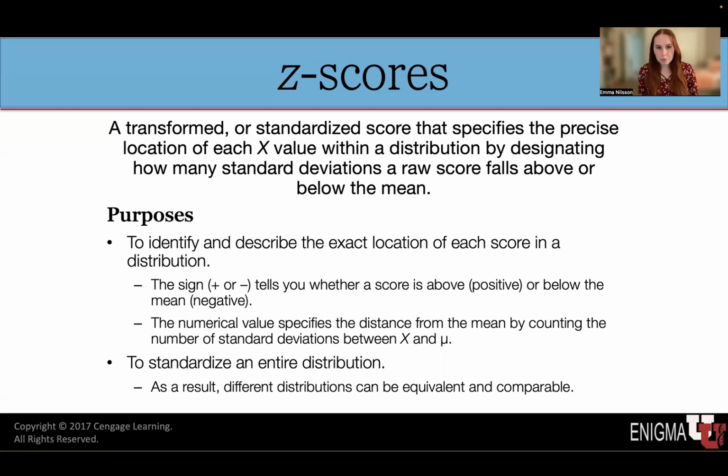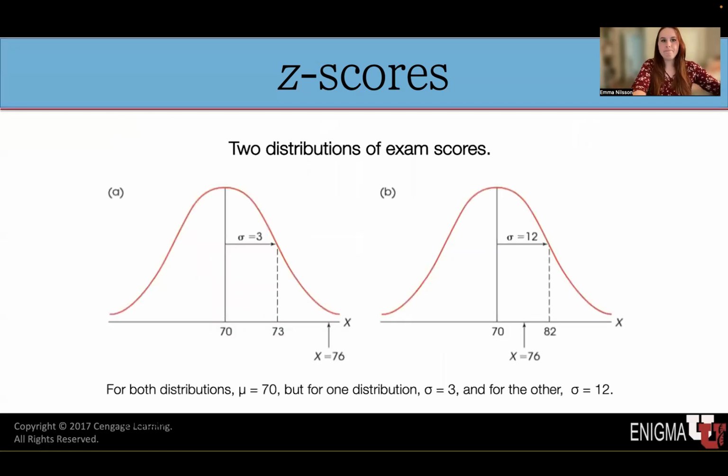It is also helpful in standardizing an entire distribution so that we can compare scores from different distributions to each other, or when we want to compute probabilities of a particular score. For this lecture, we'll be talking more about how to compare scores from different distributions. Next lecture, we'll talk about how to use these scores to compute probabilities.